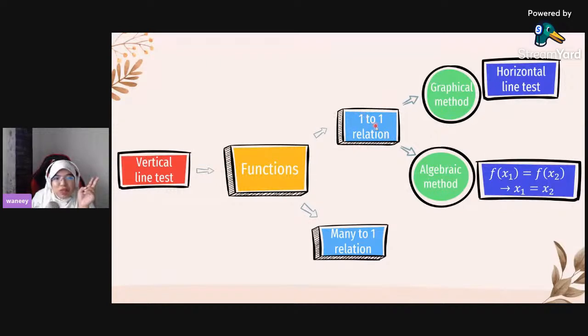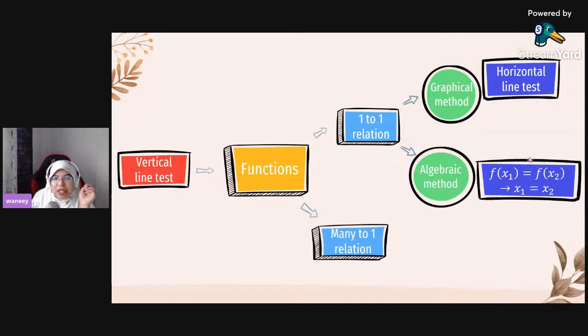Kalau dia one-to-one relation, then dia adalah function, so dia one-to-one function lah. Okay, so how do you know whether you have one-to-one function? There are two methods, either by using the graphical method or you can use algebraic method. By using graphical method, you need to do something called the horizontal line test.